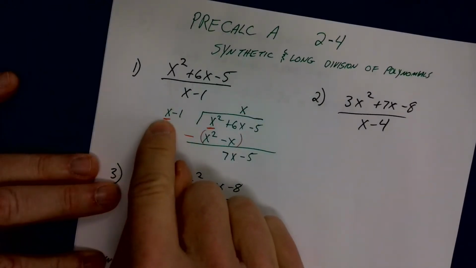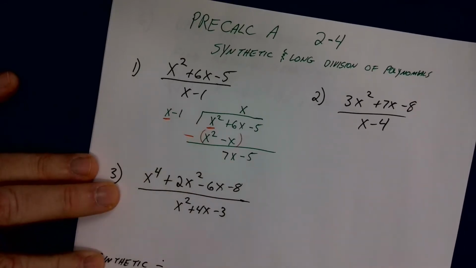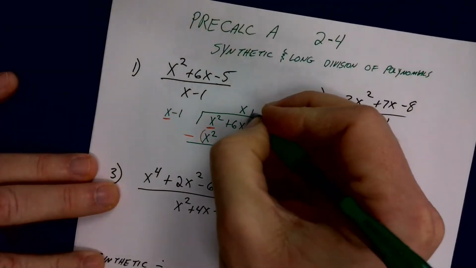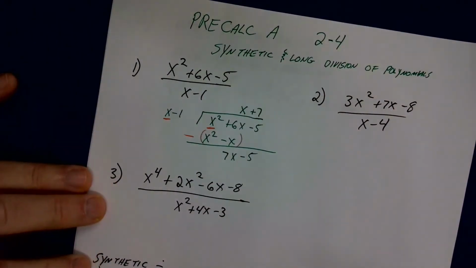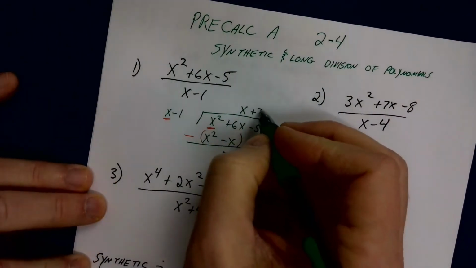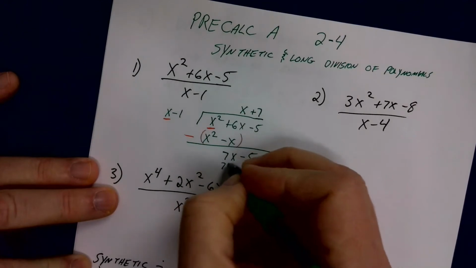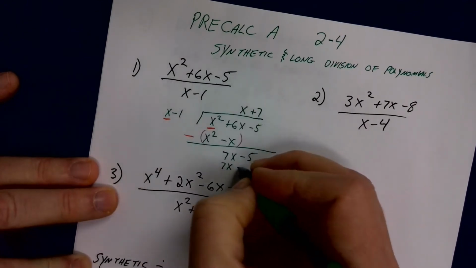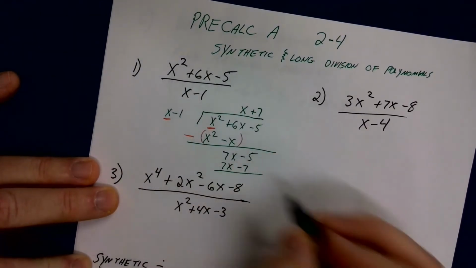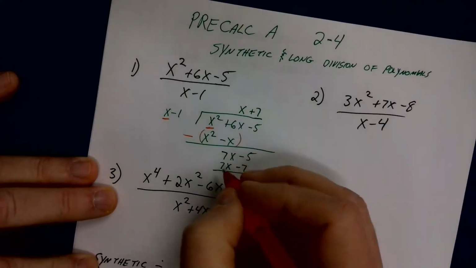How many times does x, remember only the first term here, go into 7x? Well, it goes in 7 times. In fact, positive 7 times. So you put a plus 7 right there, just like that. And then you do this times this. So 7 times x is 7x. 7 times negative 1 is negative 7. And you subtract.